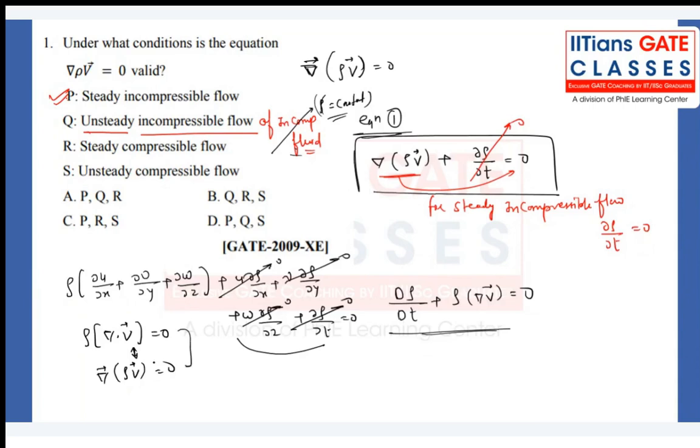Understanding or not? When density is constant, this whole dou rho by dou t term will be gone. This term will be gone. Still it is equal to 0. Check it out. It ensures that the condition of steadiness is not required. Check it out. Still have confusion? Let me clear that.